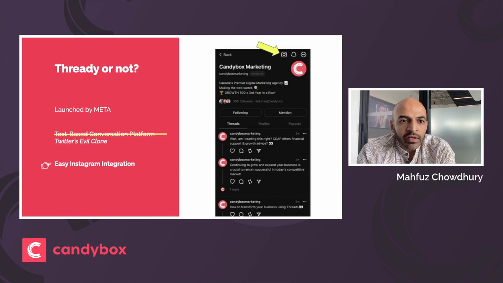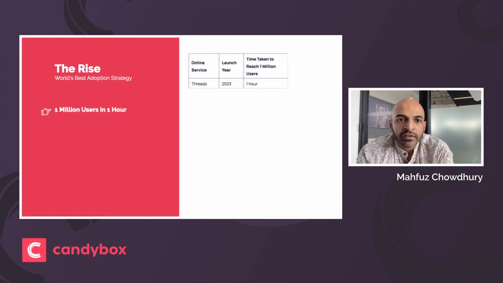This resulted in something that we've never seen in the history of social media. This is truly an earned name and an earned statement when they say that it was the world's best adoption strategy. This was specifically the rise of Threads. As soon as Threads launched, in the first hour, they generated over 1 million users. And this was immediately, as soon as it launched, this data was collected. And this was ultimately the fastest growth we've ever seen on a social media platform in the first hour, where they hit 1 million users in 1 hour.